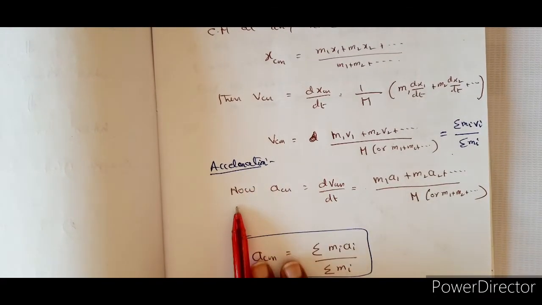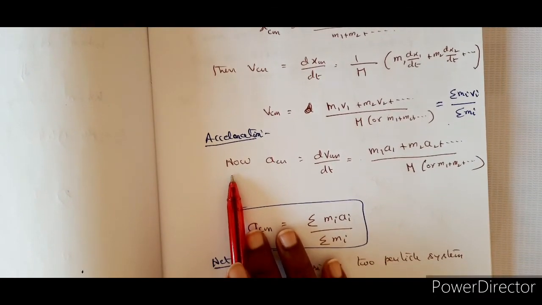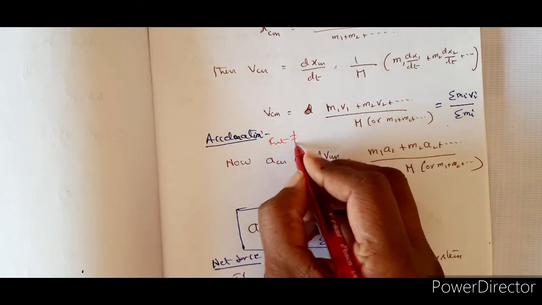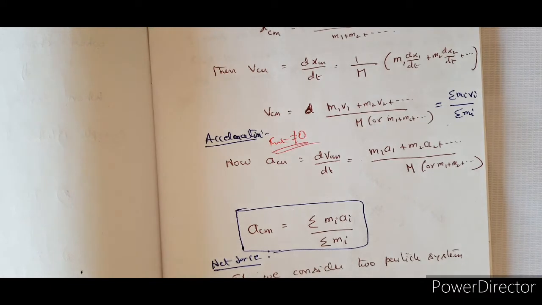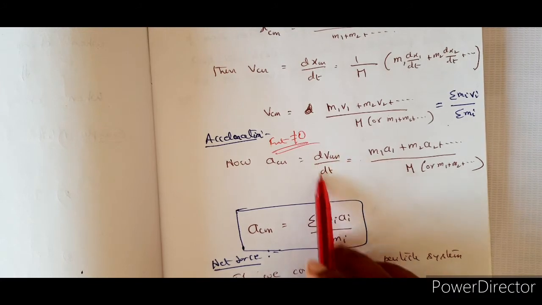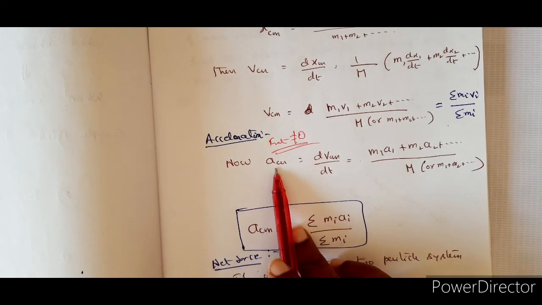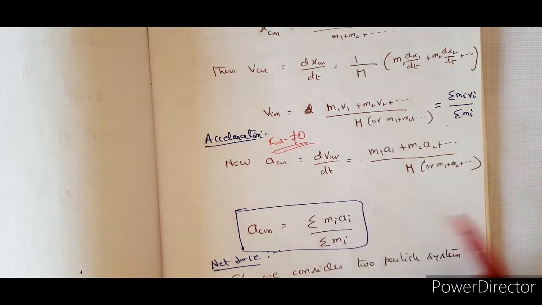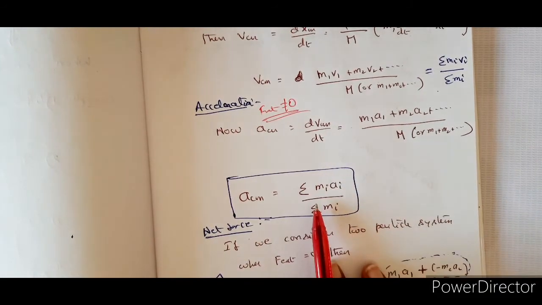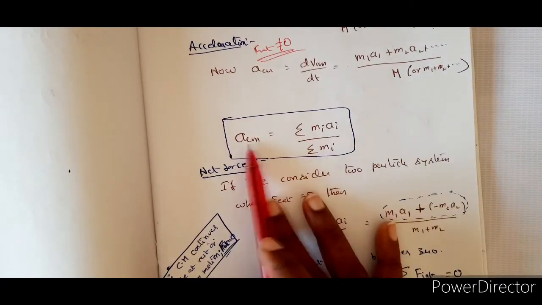Right. Now when we talk about acceleration, the rate of change in velocity, if at all there is a change in velocity, then only there will be acceleration. That means F net should not be equal to 0. That means there should be a non-zero external force acting on the system. If so, then there will be a change in the velocity of the center of mass. Then the rate of change in velocity is ACM, that is acceleration of center of mass, which of course by symmetry you can write as m1a1 plus m2a2 divided by m1 plus m2 and so on. And summation is given as ACM is equal to sigma miai divided by sigma mi.